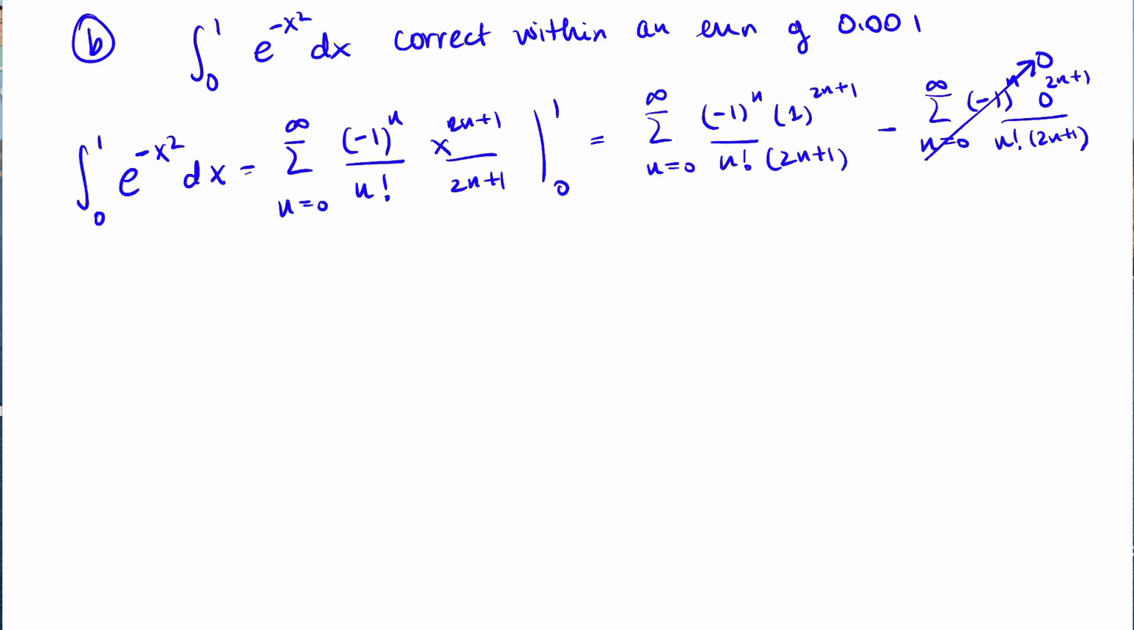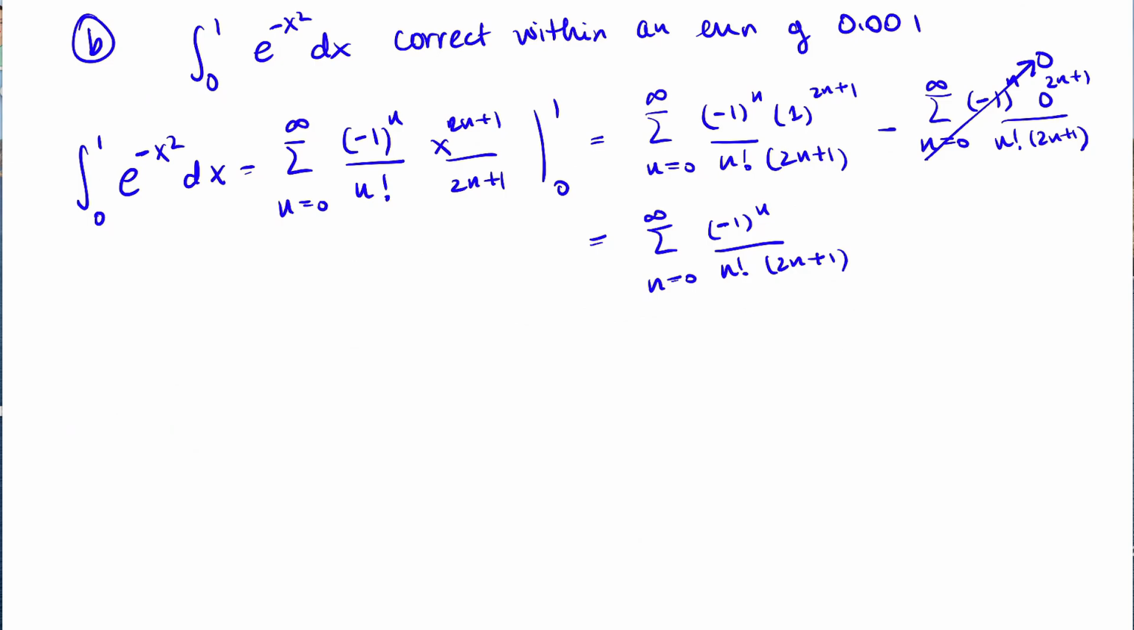So 0 to the first power is equal to 0. So I am left with the sum from n equals 0 to infinity of negative 1 to the n over n factorial times 2n plus 1. Okay, beautiful. Whenever you see a series with a negative 1 to an exponent, you know that we're dealing with an alternating series. So I'm going to use the alternating series estimation theorem, okay?